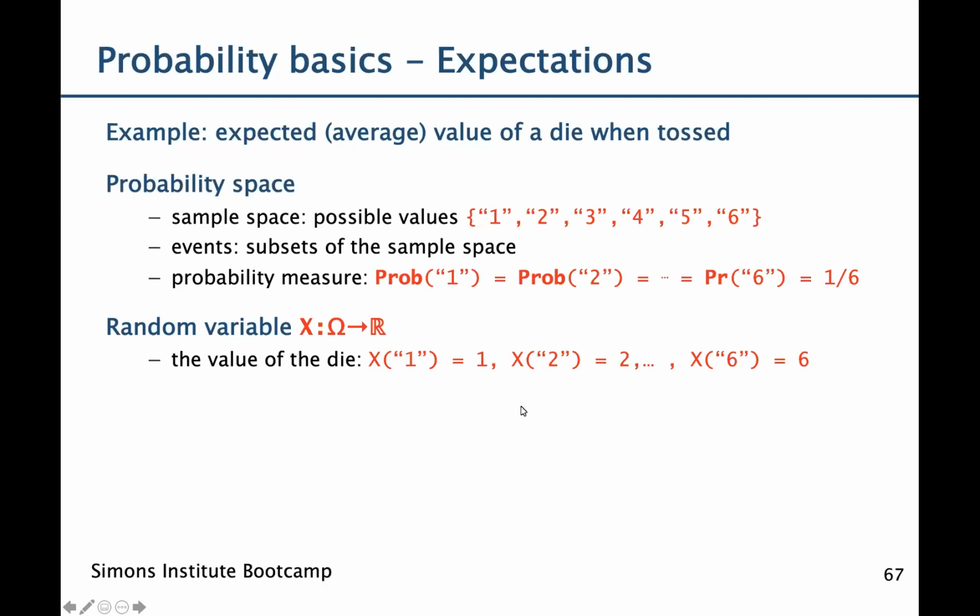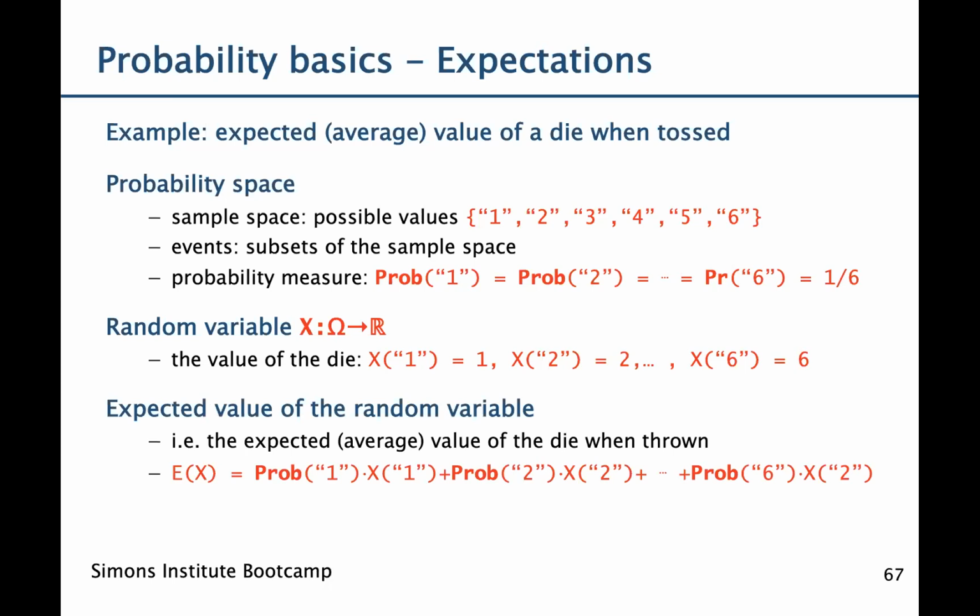So what's the expected value? Well, it's just the sum of the probabilities multiplied by the values. So this gives us that the expected value is actually 3 1/2.